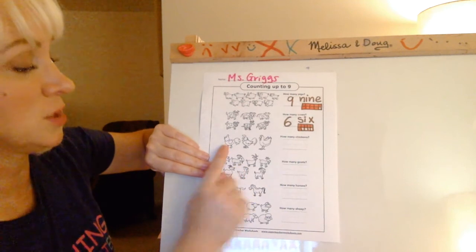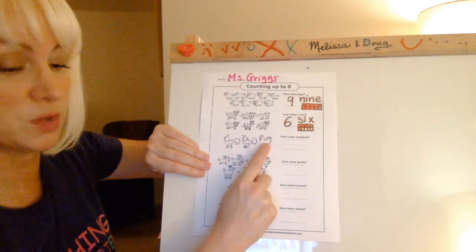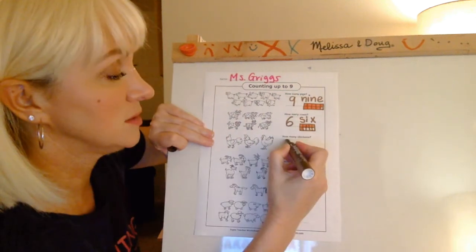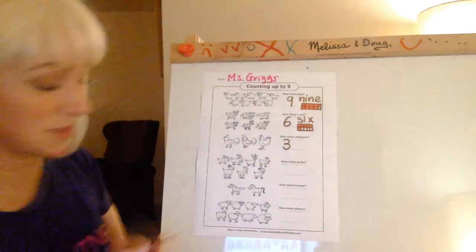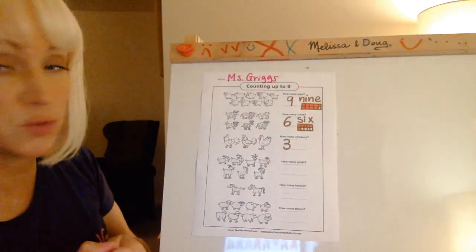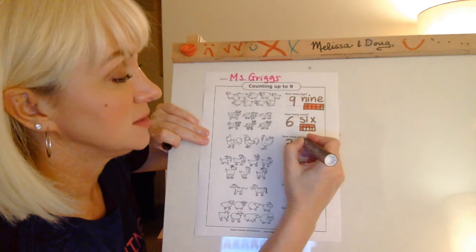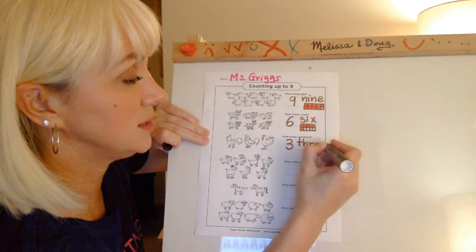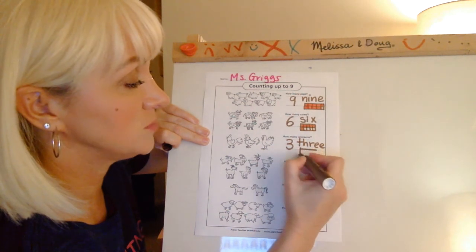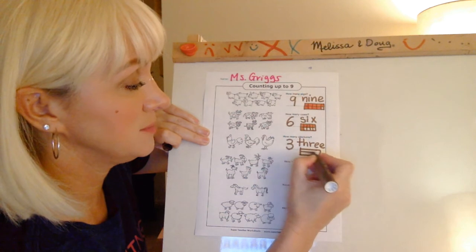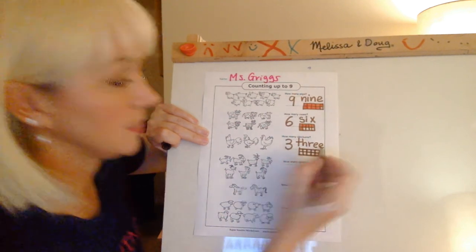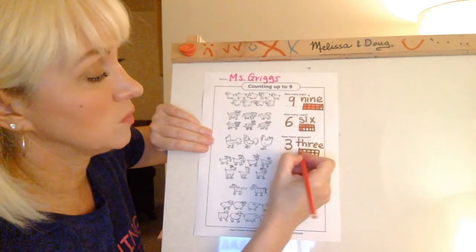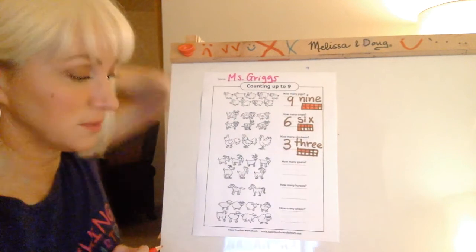I have some chickens. 1, 2, 3 chickens. So I'm going to make my number 3: around the tree and around the tree. That's how you make a number 3. I'm going to write the word T-H-R-E-E, that is 3. And I'm going to do my 10 frame. And I'm going to color in 3 boxes on my 10 frame. 1, 2, and 3.